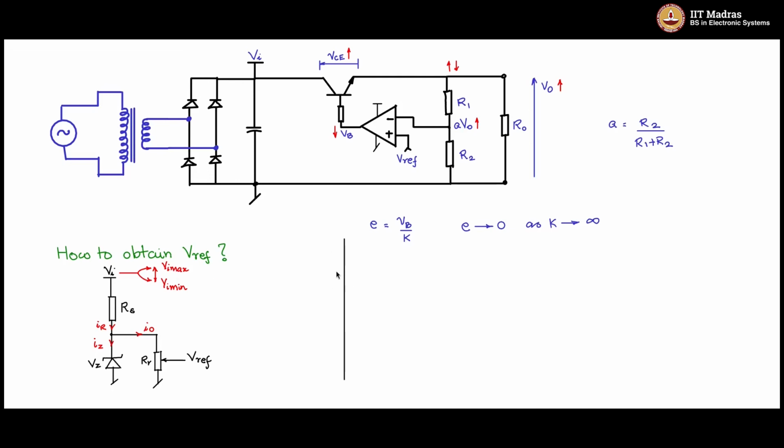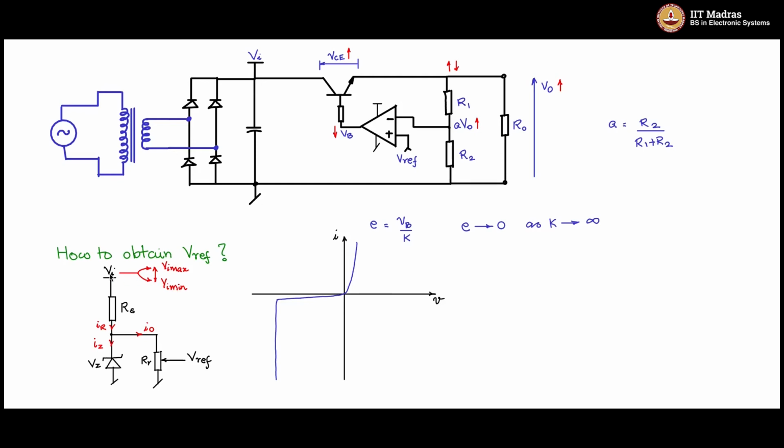So take the Zener diode's characteristic. I will draw the IV characteristic. So this is the forward characteristic, but the Zener is operating in the reverse portion. So this is the reverse characteristic. This is the Vz here. And the Zener current is along this axis.